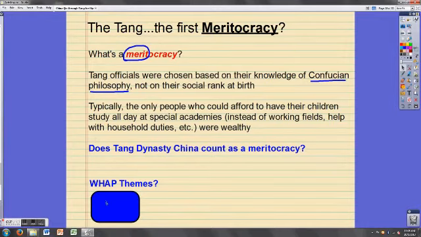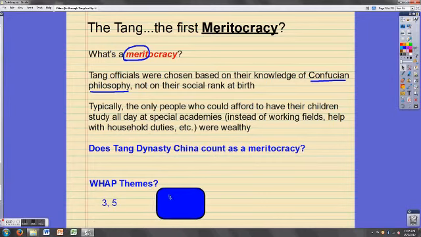But what themes are we talking about here? Definitely theme 3, because we're talking about political organization, right? And theme 5, because it relates to social class as well.